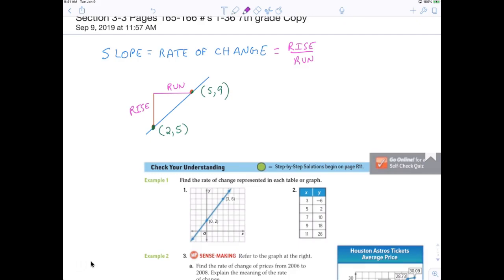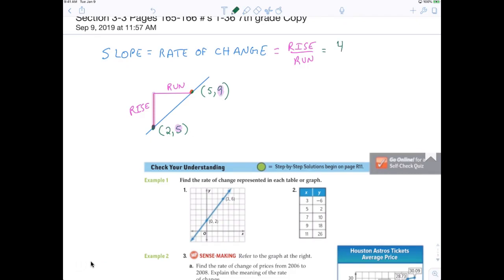So here we go. This is my rise. How much should I go up? When you think about going up, what are you talking about? The y values. Everybody agree? So how much should I go up? 4. Because I started at 5, and I went to 9. So my rise is 4.